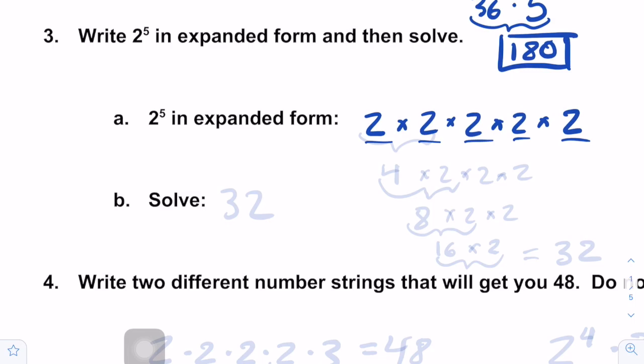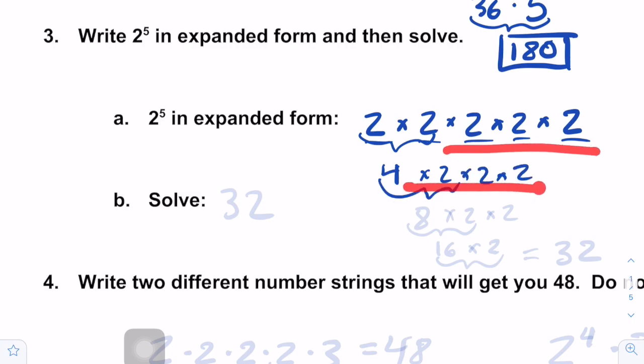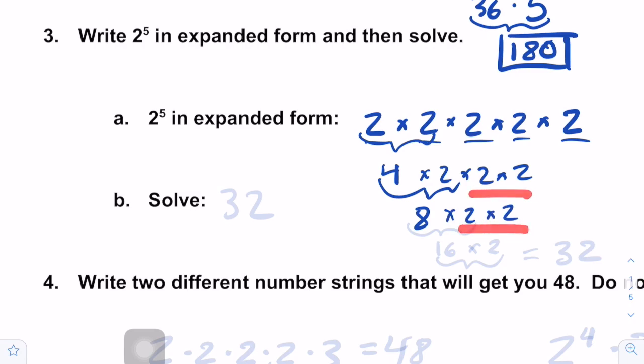When I multiply this through, 2 times 2 is 4, and I can write the rest of this down. 4 times 2 is 8. Carry the rest of this down. 8 times 2 is 16. And last but not least, 16 times 2 is 32.